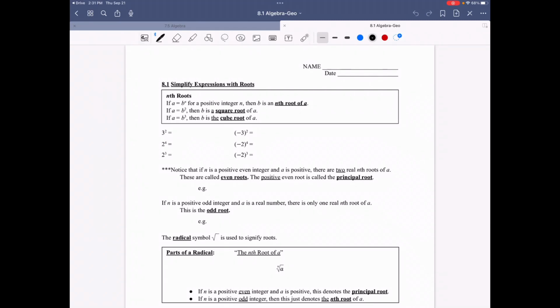Hello, algebra students. Today we are starting chapter 8, and 8.1 is simplifying expressions with roots. Please put your name and the date. And let's talk about nth roots.